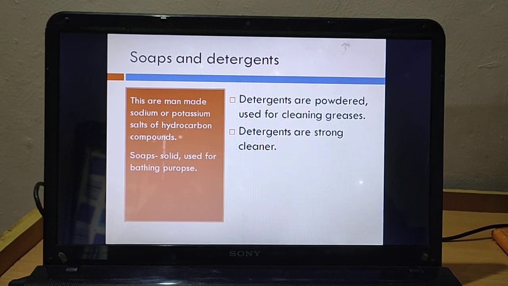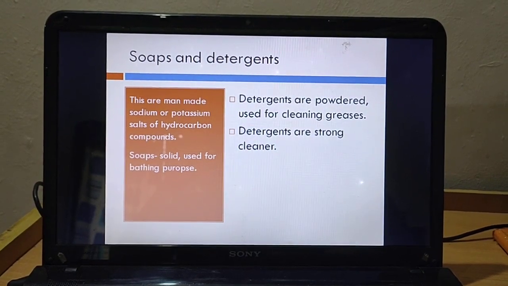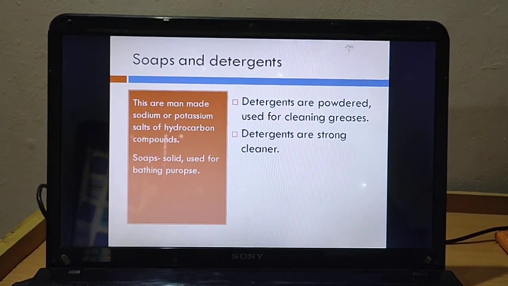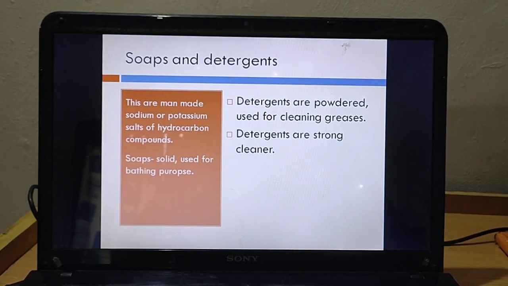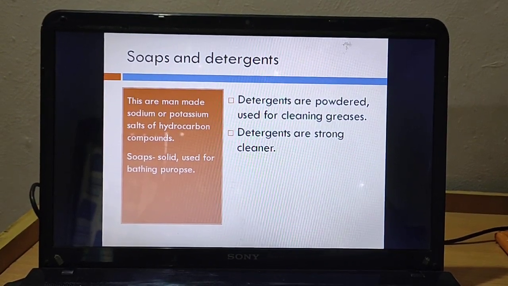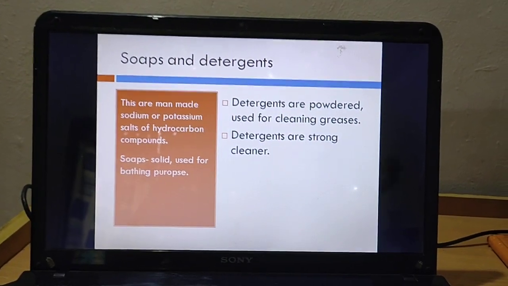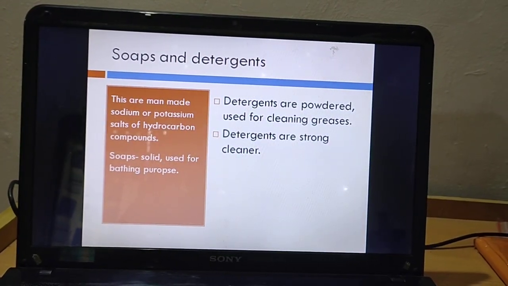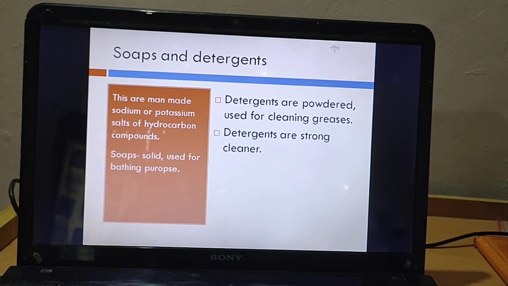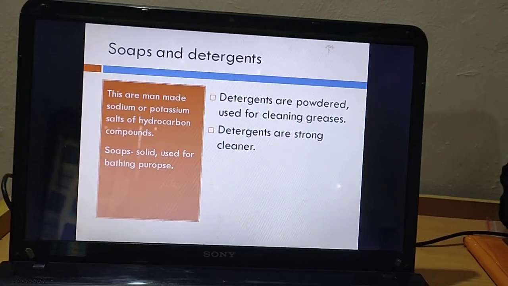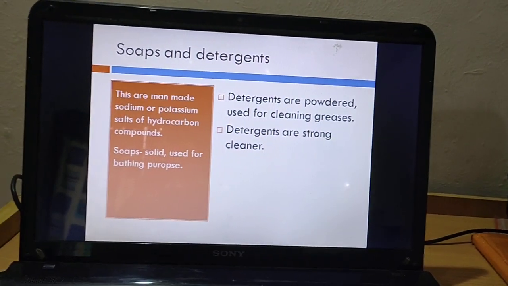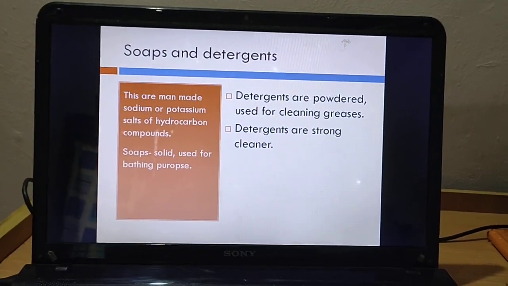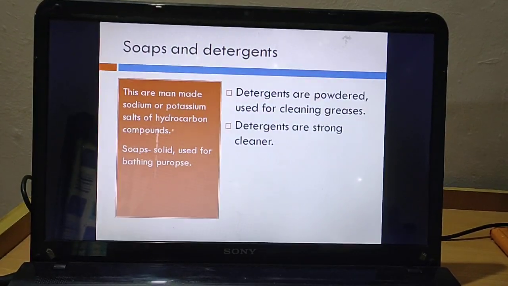Now just tell me how these soaps and detergents exactly work. So let me tell you, when you mix soap or detergent in water, what happens exactly? One end of the soap or detergent particle gets attached to the dirt and the other end to the water particle, and thus it gets removed. So this all was about soaps and detergents.